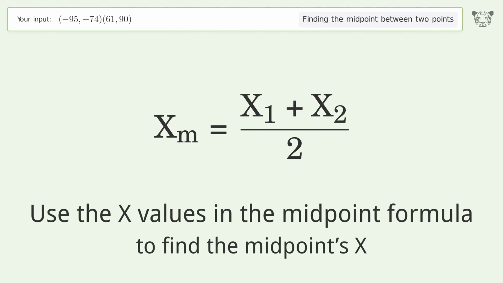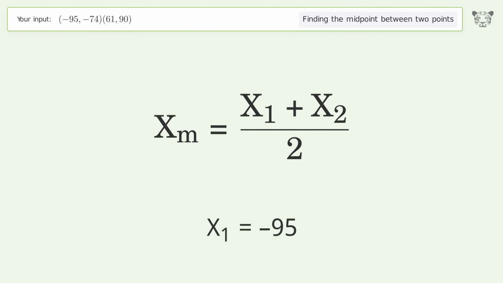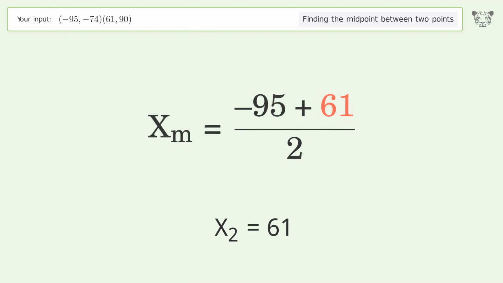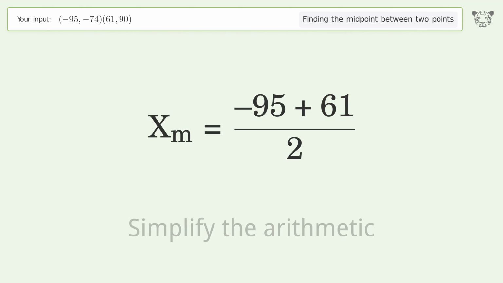Use the x values in the midpoint formula to find the midpoint's x. x1 equals negative 95. x2 equals 61. Simplify the arithmetic.